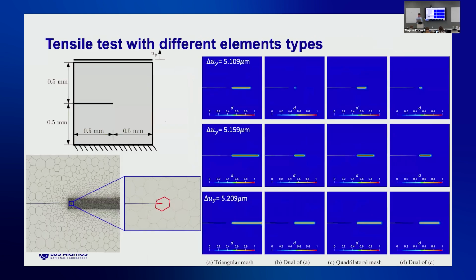Now let's move to the quasi-static tensile test. We have a square plate, a pre-notched square plate. We fix the bottom and just pull the top side. The mesh is shown here. Again, we compare different elements. Each row corresponds to the same loading step, and each column corresponds to the same mesh. What we found interesting is for the triangular mesh, the crack has propagated further compared to the other mesh. We believe this is because the triangular mesh is overly stiff.